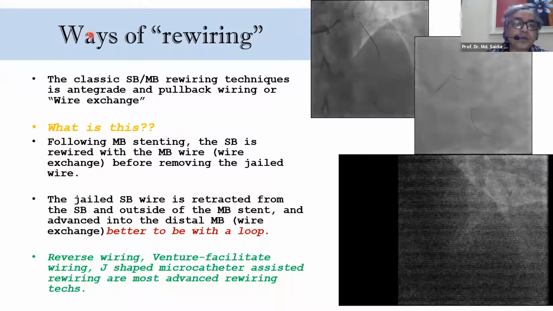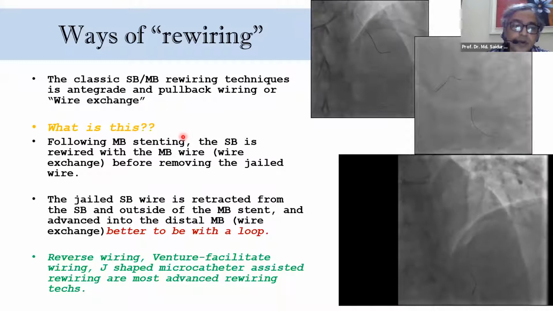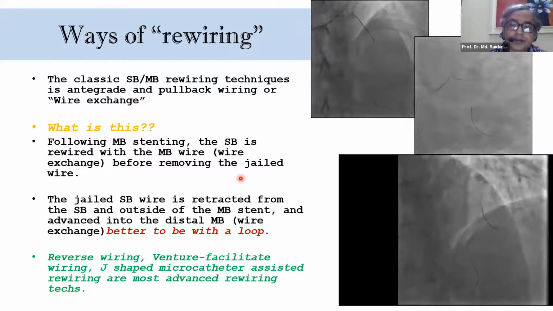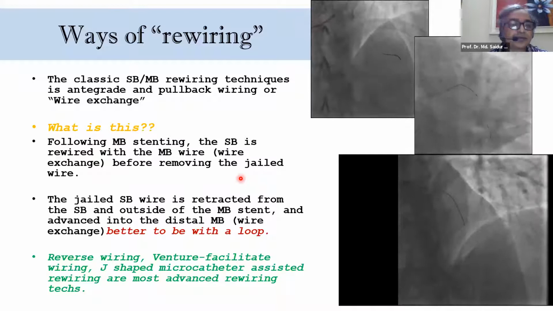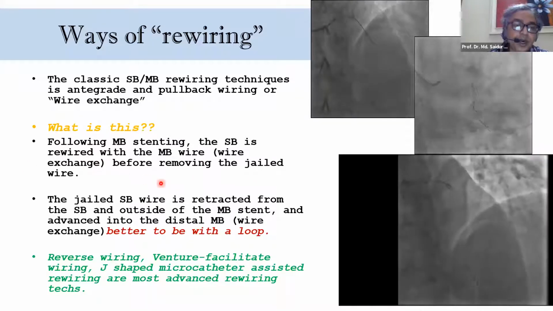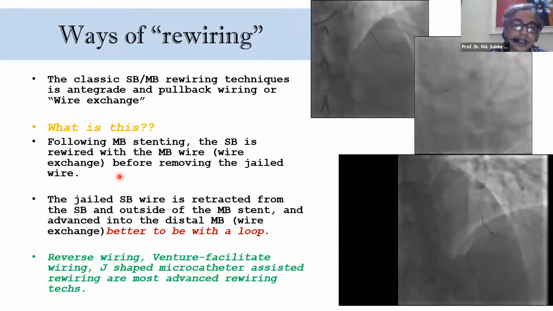And what about the ways of rewiring? This is the classic side branch and main branch rewiring technique: integrate and pullback wiring, or what we can also call wire exchange, which I really try to follow all the time, shaping both wires in such a way that I can rewire the MB wire to the SB wire. So following MB stenting, the SB is rewired with the MB wire. That is called wire exchange.